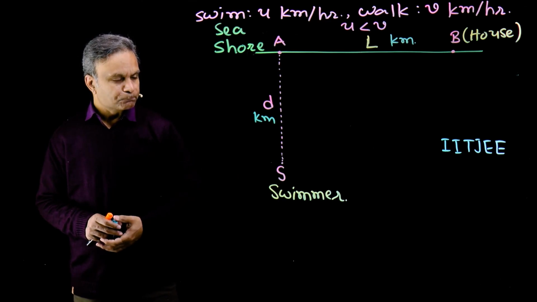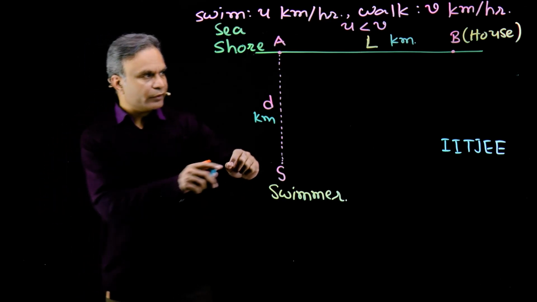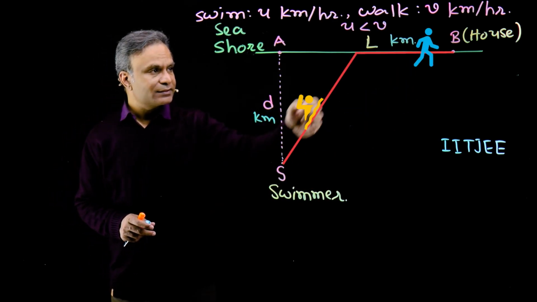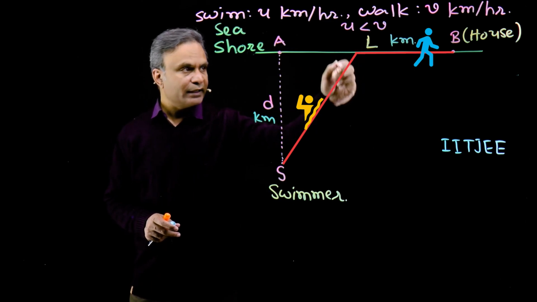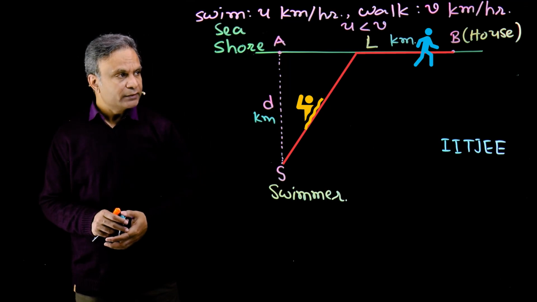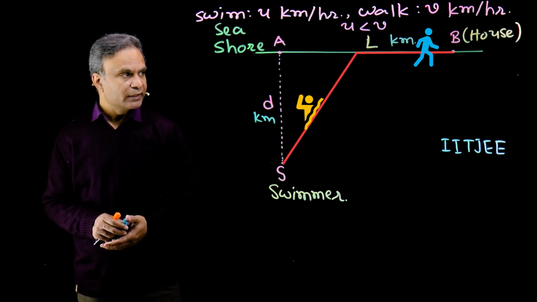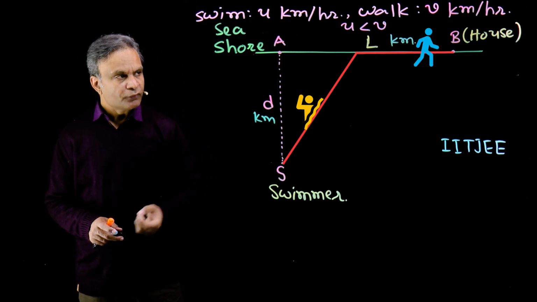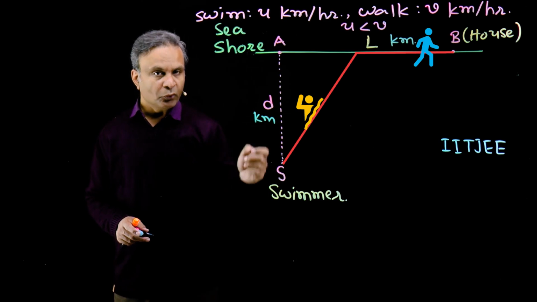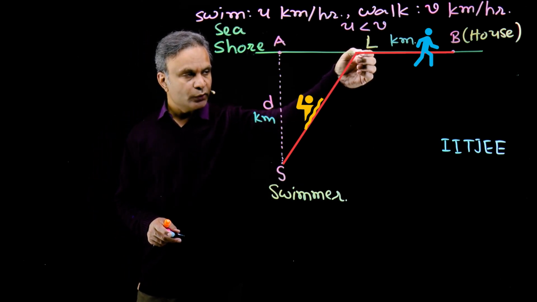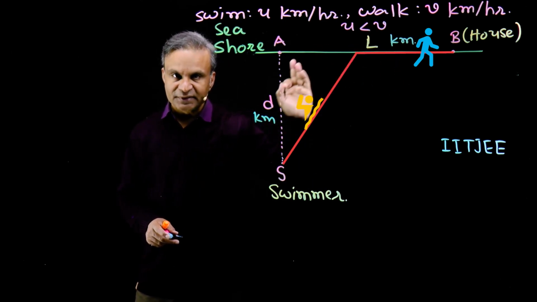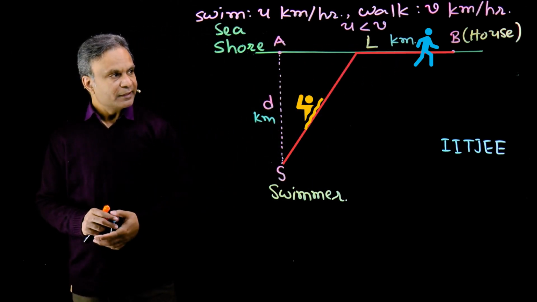He can swim all the way to point B, or he can swim and land at some point here between A and B and then walk from this point to his house. Now we have to find the shortest time in which he can reach his home. Then we have to find the point at which he will land here, so that his time to reach home is the least. How will we try?